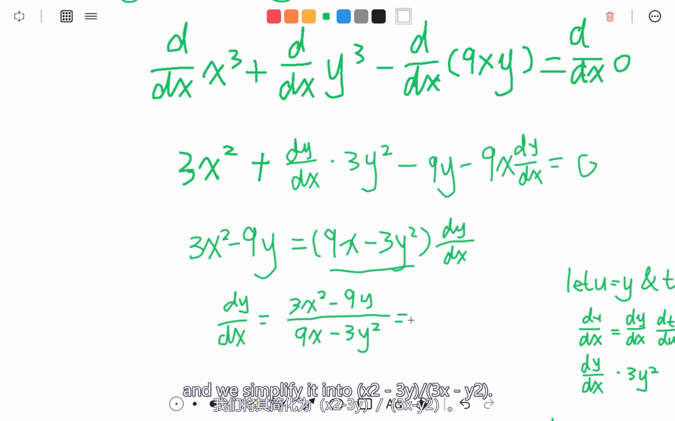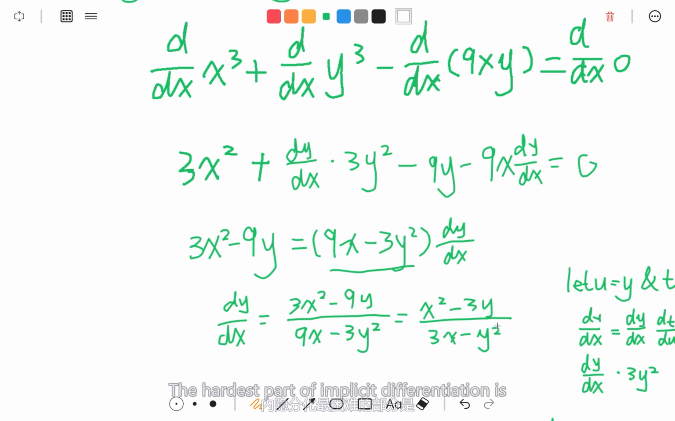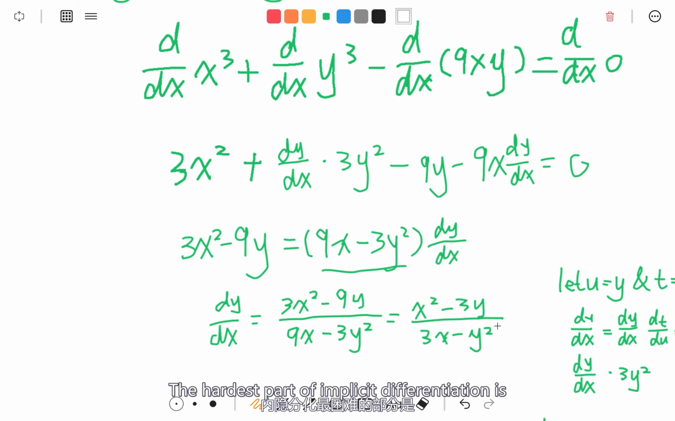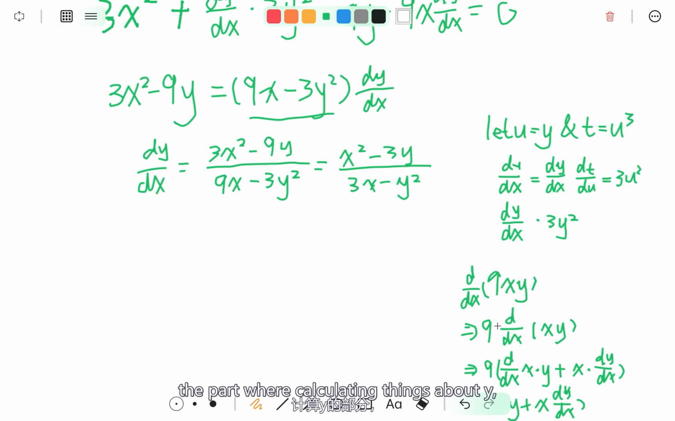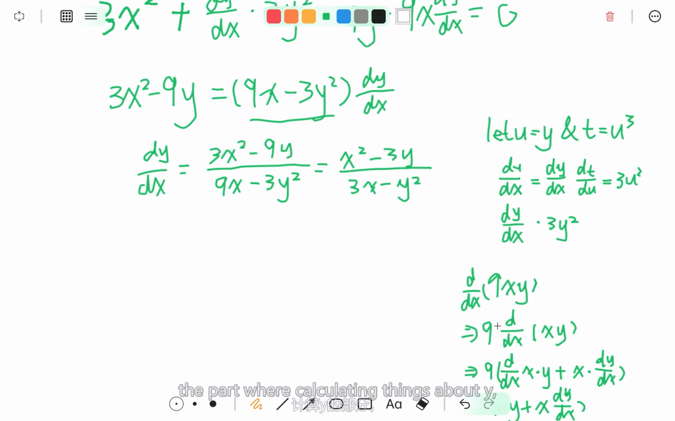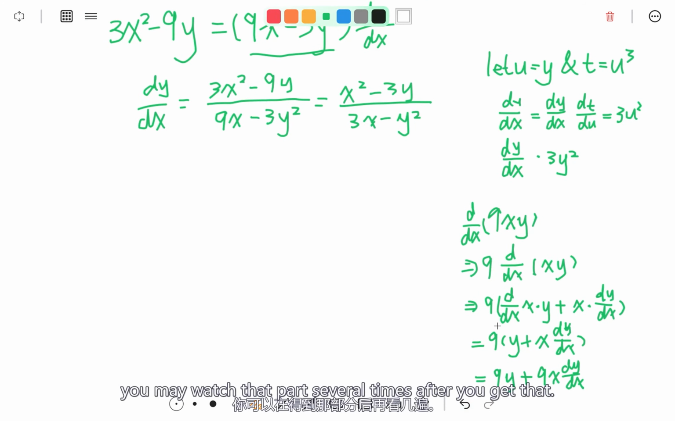And we simplify it into x squared minus 3y divided by 3x minus y squared. The hardest part of implicit differentiation is the part where we're calculating things about y, and you may watch that part several times until you get it.